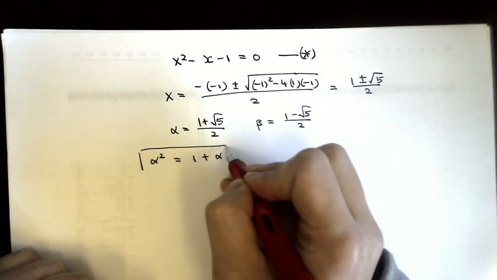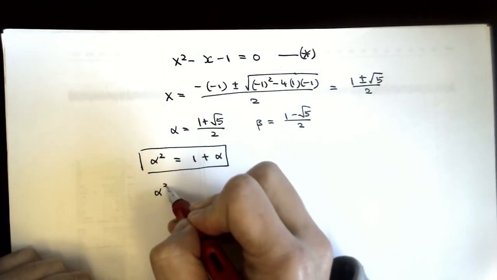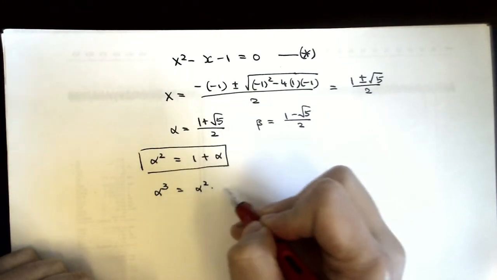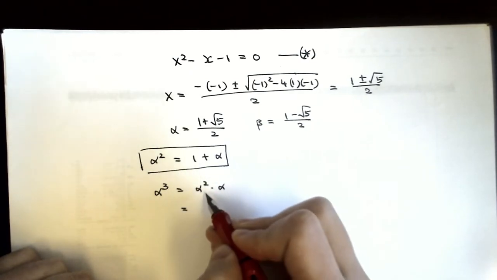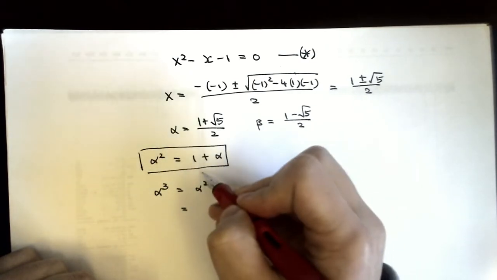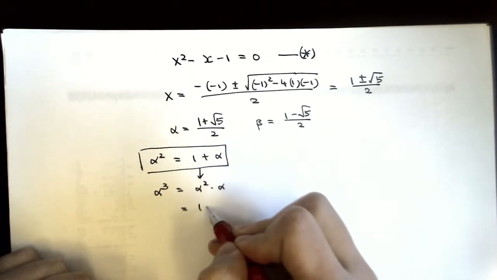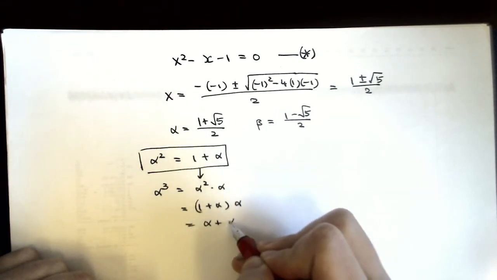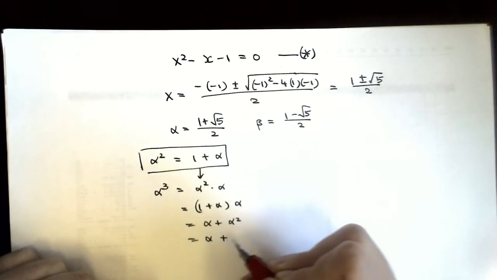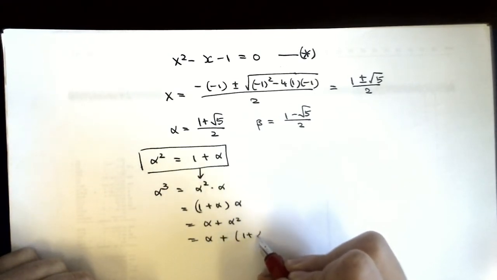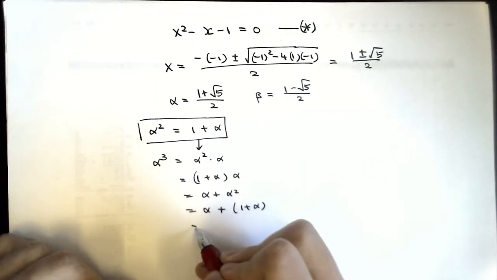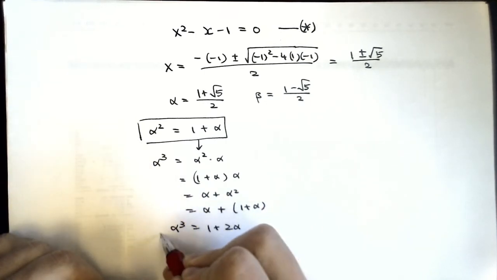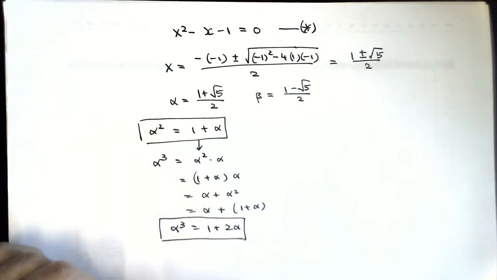Now how about the cube? The cube is easy, because we can split it into two parts, alpha squared and alpha, and then put back the answer. What we have will be alpha plus alpha squared, and then alpha squared can be replaced by 1 plus alpha. So we get 1 plus 2 alpha. So alpha cubed will be 1 plus 2 alpha.